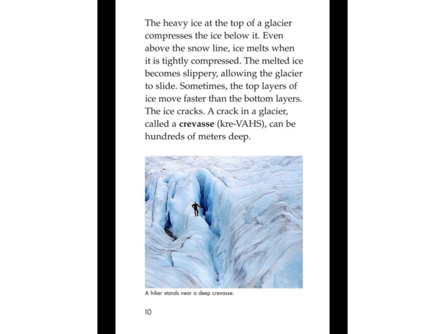Even above the snow line, ice melts when it is tightly compressed. The melted ice becomes slippery. What's slippery? Resbaloso, allowing the glacier to slide. Sometimes the top layers of the ice move faster than the bottom layers.